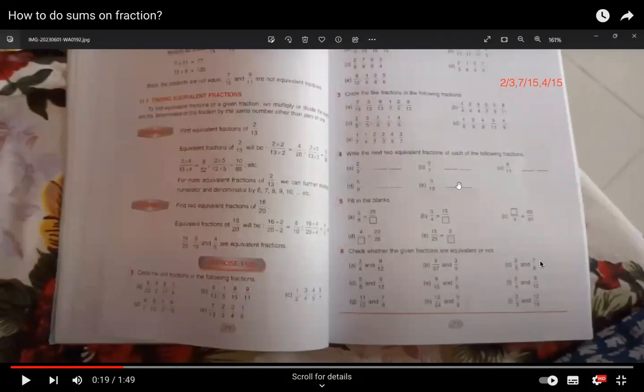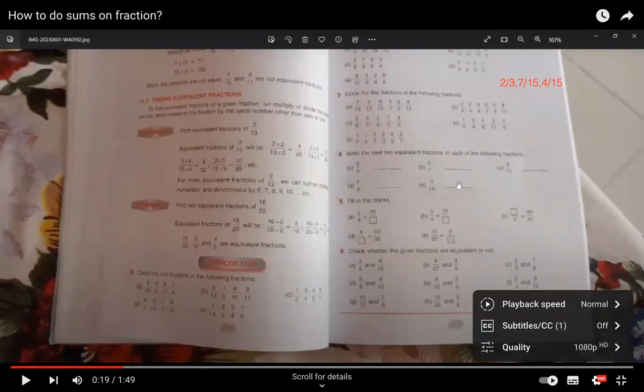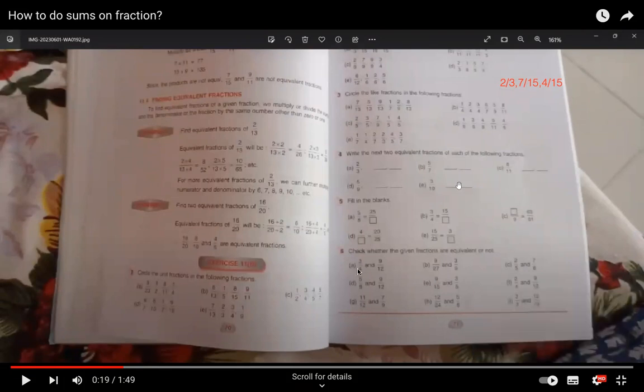Number A is equivalent or non-equivalent? Tell me, number A, is it equivalent or is it not equivalent? I'm equivalent. Very good, excellent. Now, can you tell me, Ashmita, number A? This is not equivalent. No.